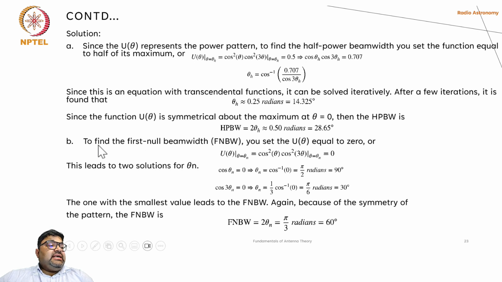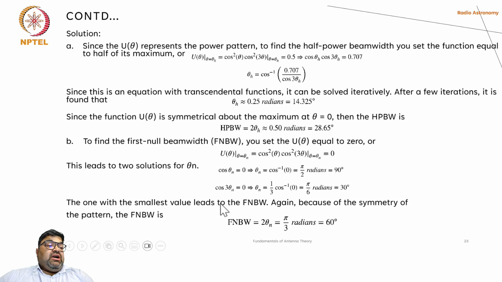The second one is to find the first null beam width. So we set U(θ) equal to 0 at the first null. If you do that, then θn can be solved: θ can be 90 degrees, and 3θn can also be 30 degrees... that is, for both these values, 30 degrees and 90 degrees, this particular beam pattern goes to 0. So there are two solutions for θn.